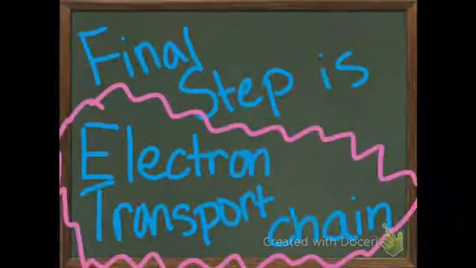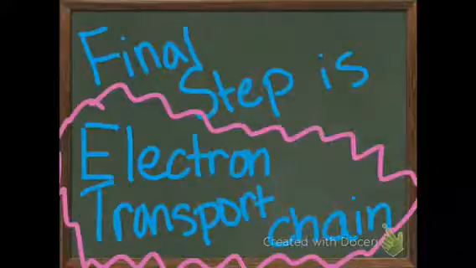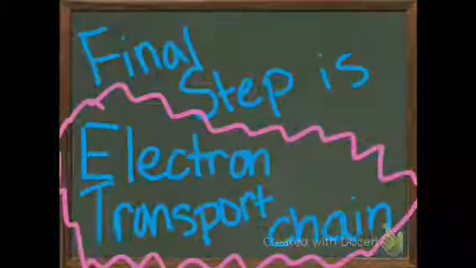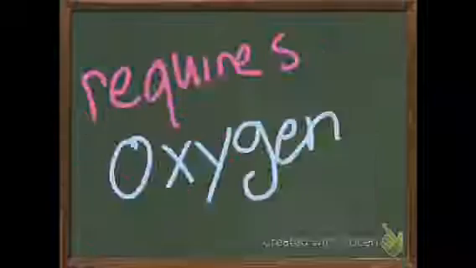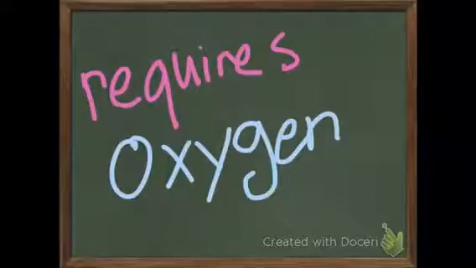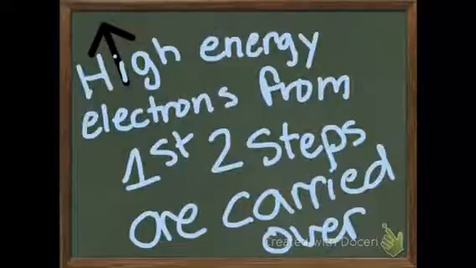The final step of cellular respiration is the electron transport chain. This takes place in the inner membrane of the mitochondria. And this step requires oxygen.